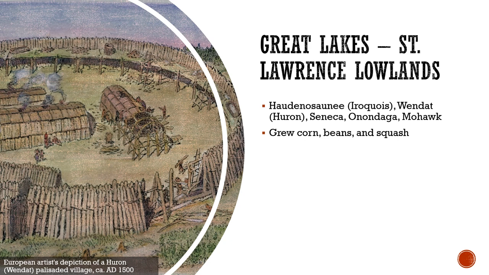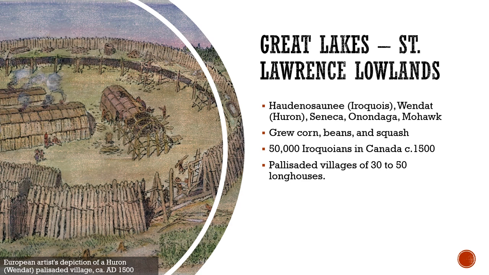Indigenous people who lived here lived in large farming societies. They grew corn, beans, and squash. We think, for example, that there would have been about 50,000 Haudenosaunee people living in what is now called Canada around 1500. They lived in palisaded villages, that is, villages that were surrounded by a wall made out of wood. And within that wall, the village would be made up of about 30 to 50 longhouses.